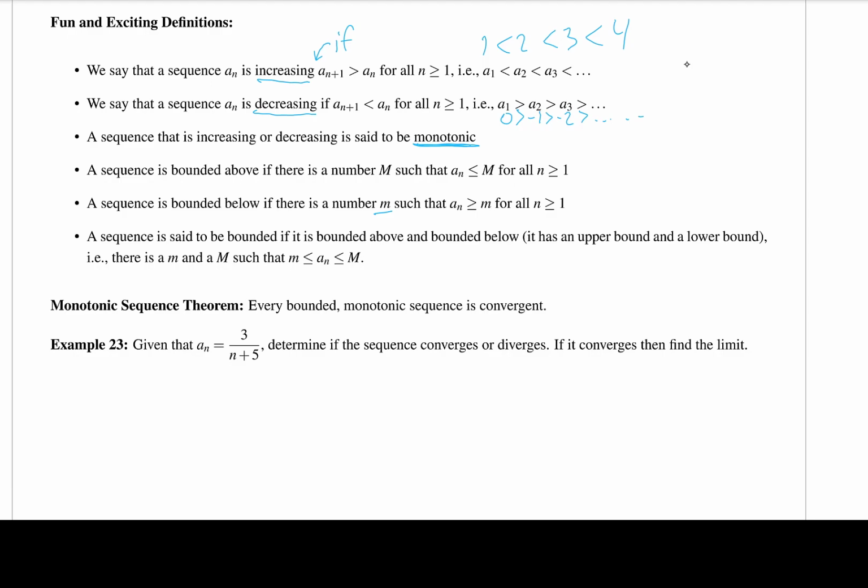And then here's the reason why we're developing all that stuff. The monotonic sequence theorem says that every bounded monotonic sequence is convergent. So that means if we have an upper bound, a lower bound, and our sequence is only increasing or only decreasing, then we automatically know that our sequence is convergent.